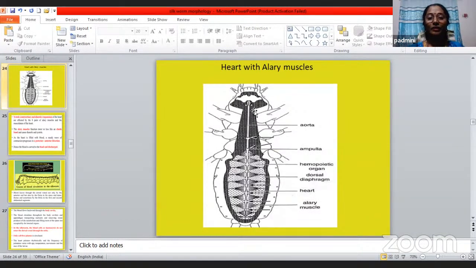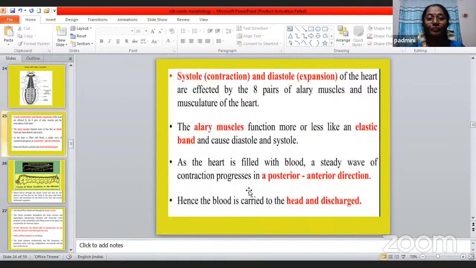So here you have the aorta. The pipe in the center is the aorta, and these small ones are the heart. The heart opens to the ostia, so you can see the openings in between, the ostia, and they have those 8 pairs of alary muscles, which help the heart to contract and expand, so that the blood is taken in and given out to different parts of the body.